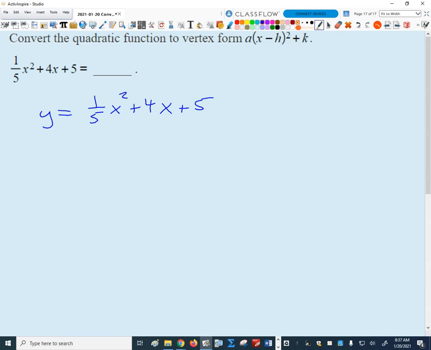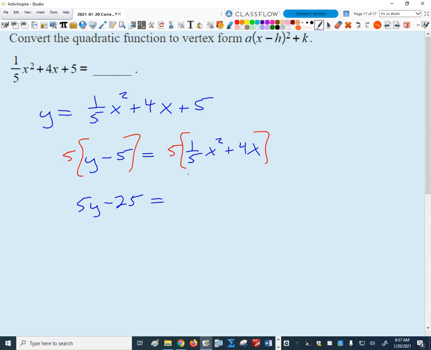Now we got to get an x squared plus bx on the right side, so we're going to subtract 5 from both sides. Okay, now I've got to undo multiplying by 1/5 to get an x squared on the right side. So that means I'm going to multiply each side through by 5, which is so easy to distribute, why not? So I get 5y minus 25 equals, when I distribute, x squared plus 4/5 x.